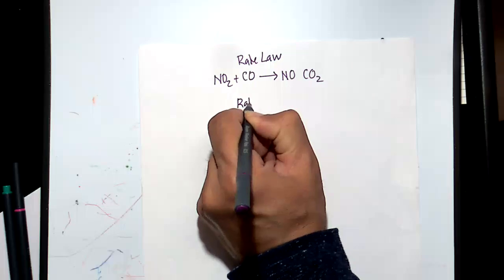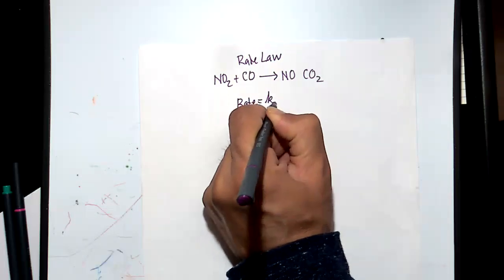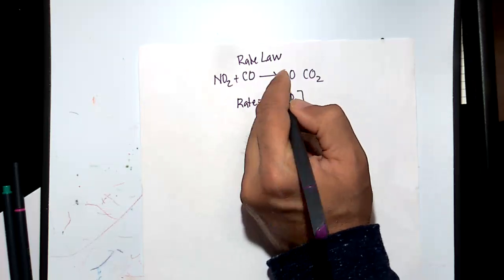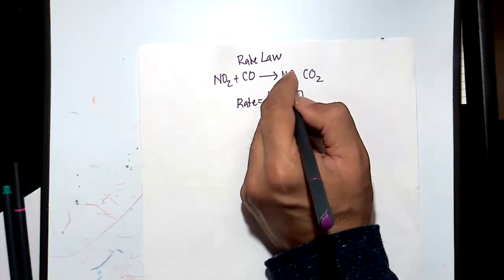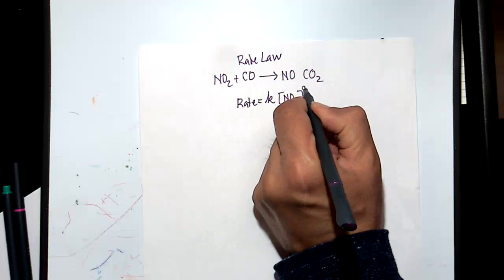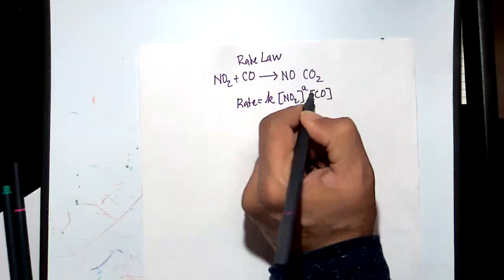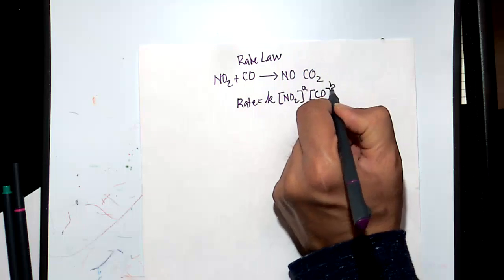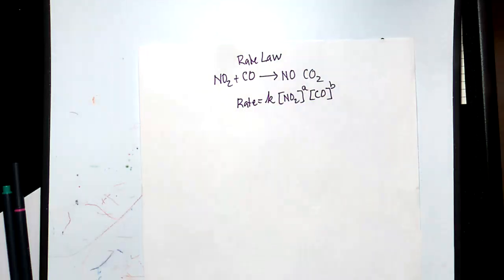So in a rate law like you did in your lab, okay, you'll have to find K. You'll have to find the order in which NO2 decays. It could be 0, first or second order. You'll have to find the order in which CO decays. It can be 0, first or second order.